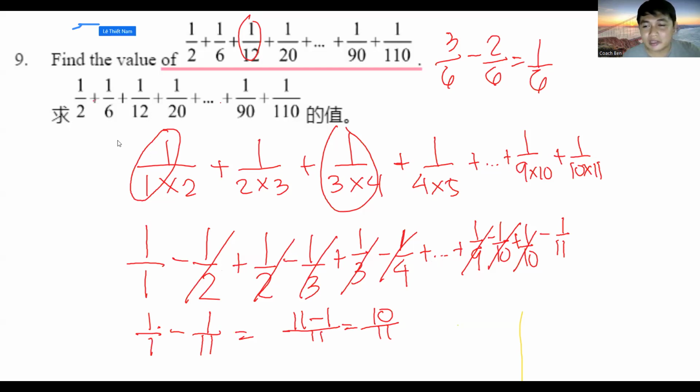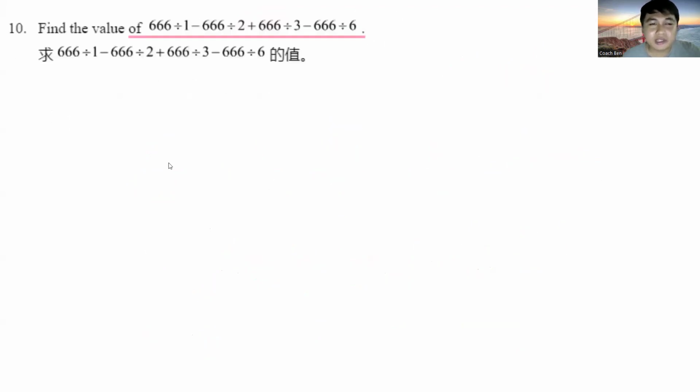Okay, let's go over number 10. Find the value of 666 divided by 1 minus 666 divided by 2 plus 666 divided by 3 minus 666 divided by 6. Does anybody want to volunteer for number 10? Okay, I see Nguyen Dang Khoi. Do you want to answer for number 10? Yes. Okay, go ahead.